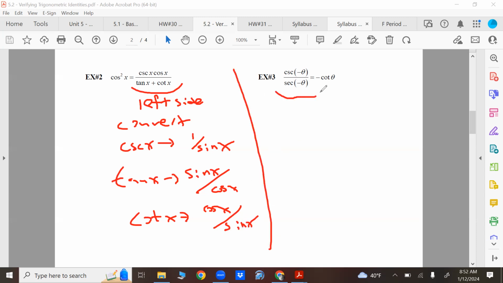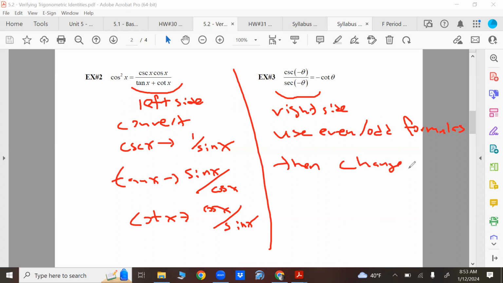and here, work on the right side. Use the even odd formulas. Then change cosecant and secant to sine or cosine. So I'll give you some hints once you get to it. And I'll see how you do.